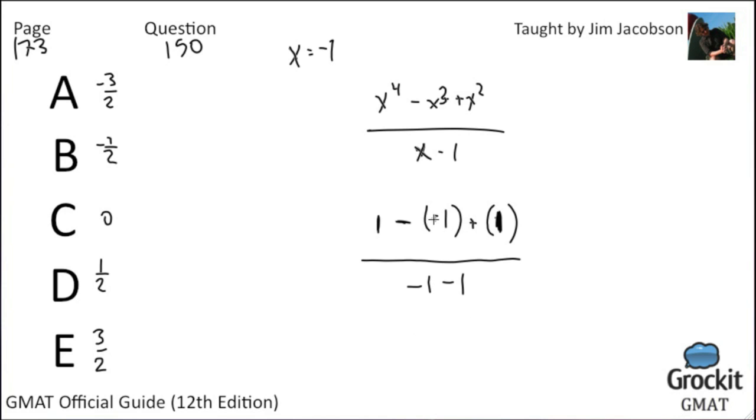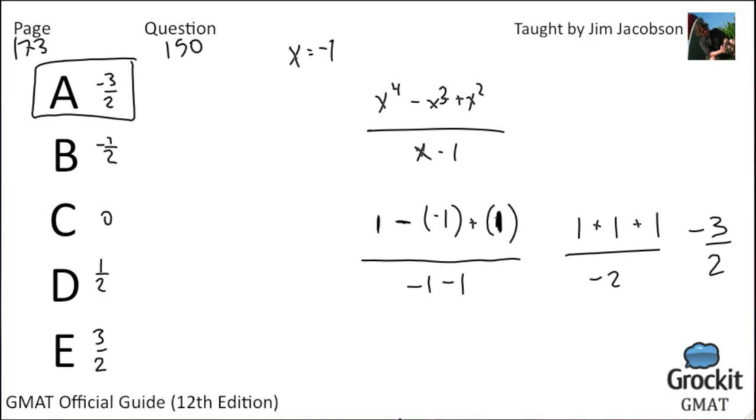So then we just solve it. 1 minus -1 is the same thing as 1 plus 1, and then that last one stays a plus 1. -1 minus 1 makes it -2, so we have -3/2. Answer choice A. And from that we can move on.